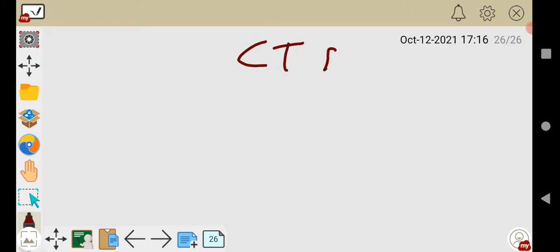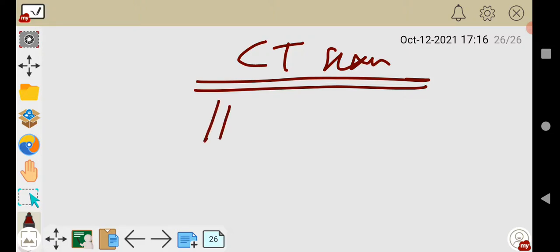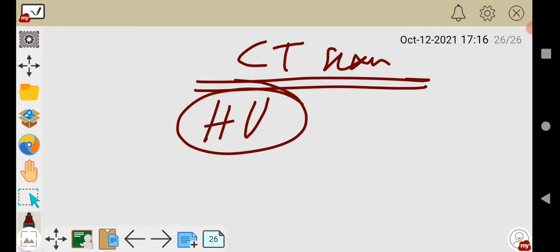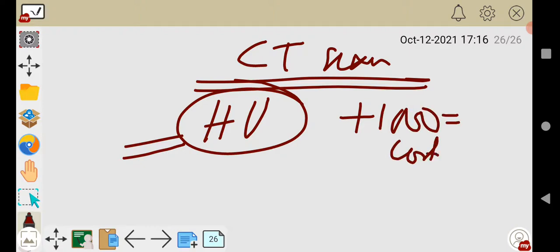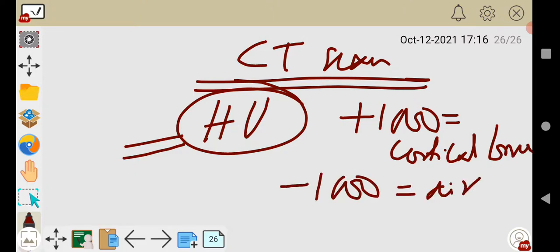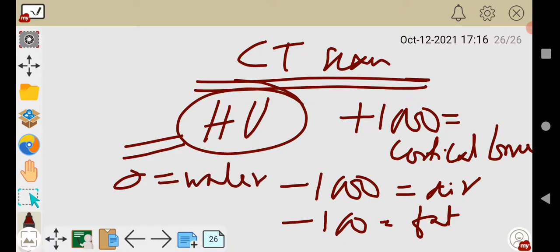Now CT scan is important. The unit is the Hounsfield unit, named after Godfrey Hounsfield. Just remember a few values: plus 1000 is for cortical bone, minus 1000 is for air, minus 100 is for fat, 0 is for water, and plus 100 is for acute hematoma.